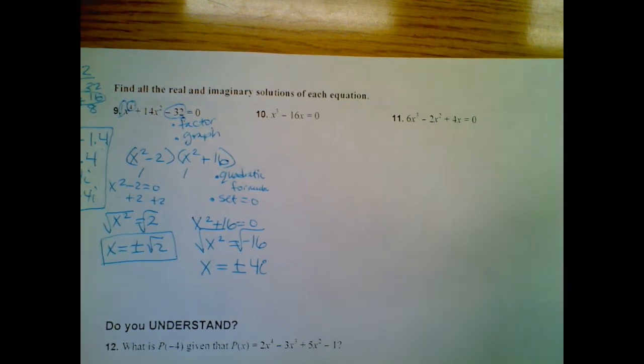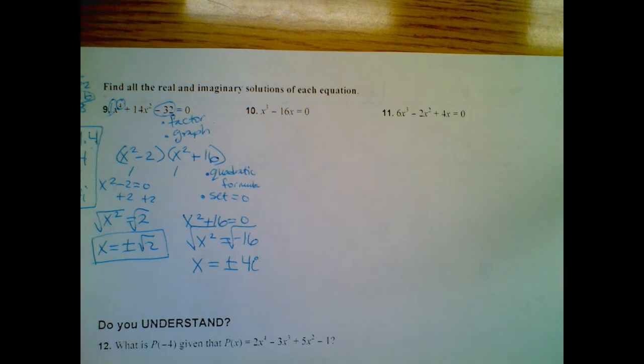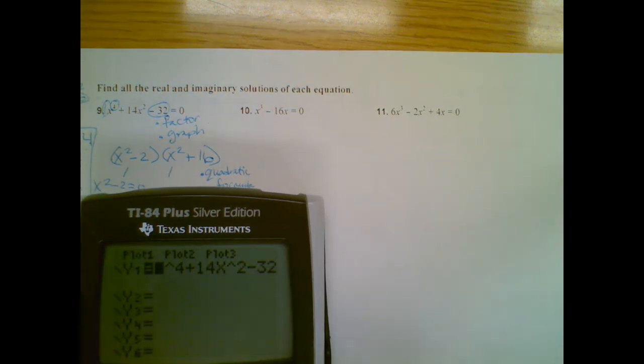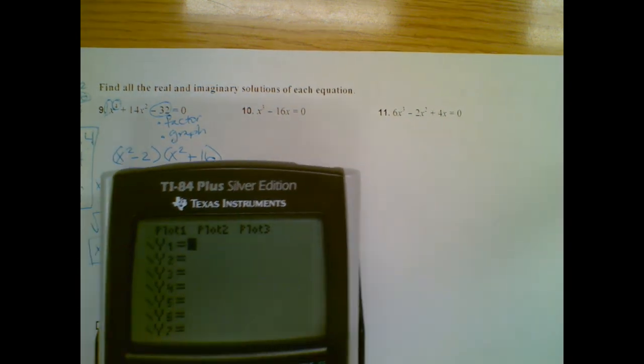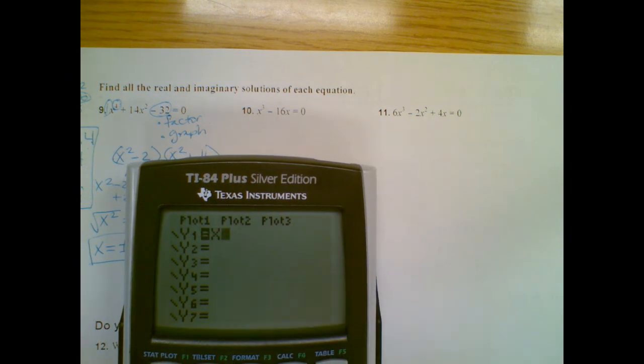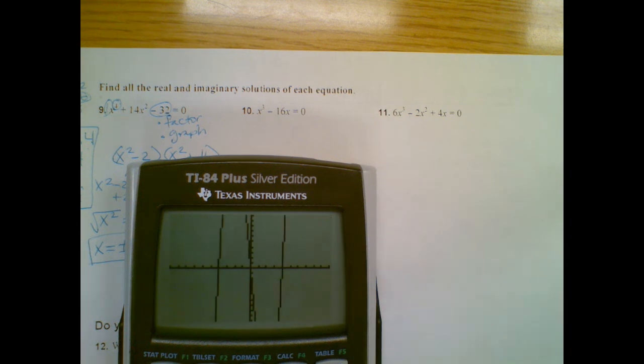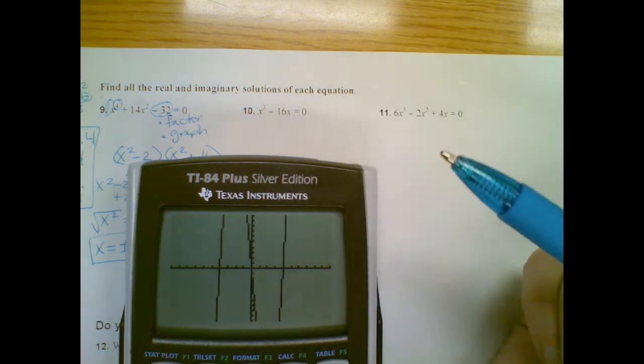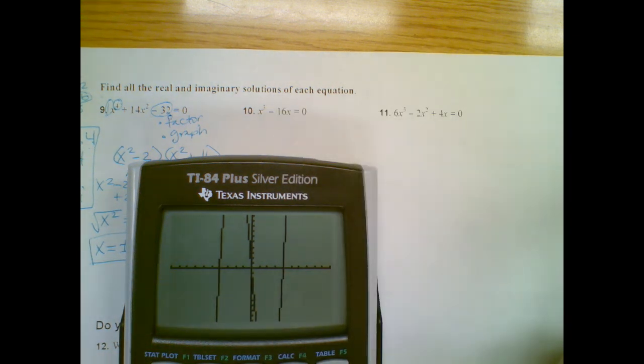This next one, number 10, again, I can go ahead and graph it and hope this one has 3 solutions because my degree is 3, that all 3 of them cross the x-axis. So we'll take a look at it. Okay, so this one looks like it crosses at 3 different places. There is a total of 3 different solutions. So this one, just by graphing, I could be done. So I need to figure out where it crosses the x-axis. It looks like it's going to cross at negative 4, 0, and positive 4.